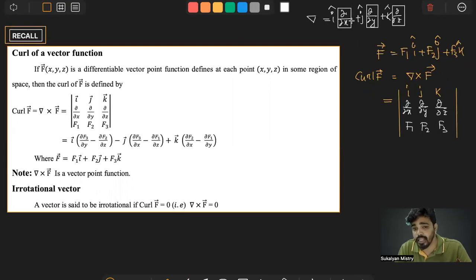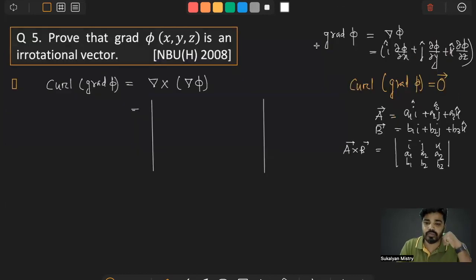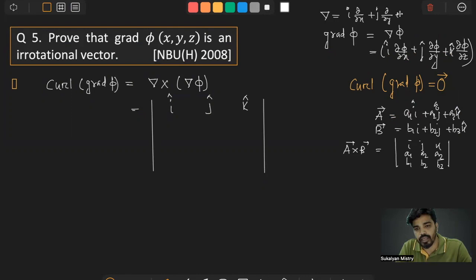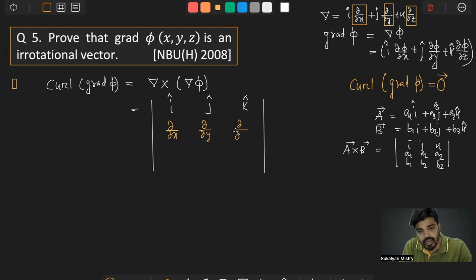Look at curl F, that is del cross F. What are the components of del? Del by del x. So that's why we write here del by del x, del by del y, del by del z. What are the components of F? F1, F2, F3. So we applied the cross product concept here. So here del cross del phi, A cross B, like this. So i, j, k. What are the components of del? Components of del means i del x plus j del y plus k del z. So the components of del are del x, del y, del z. So that's why we write here del x, del y, del z.